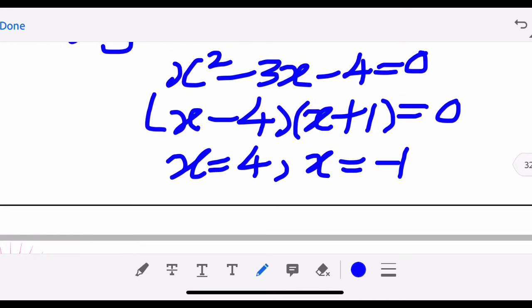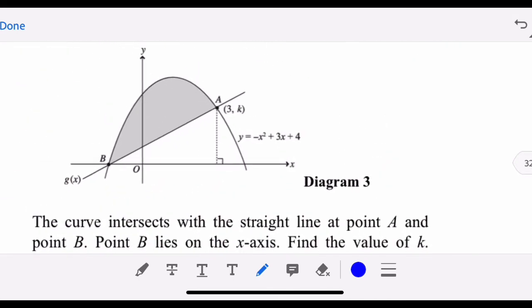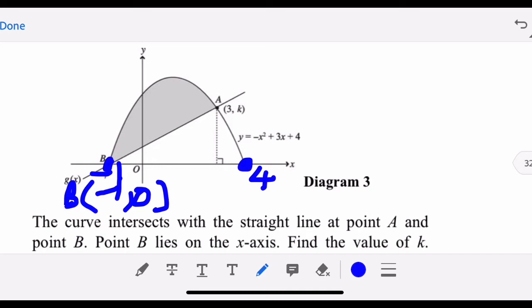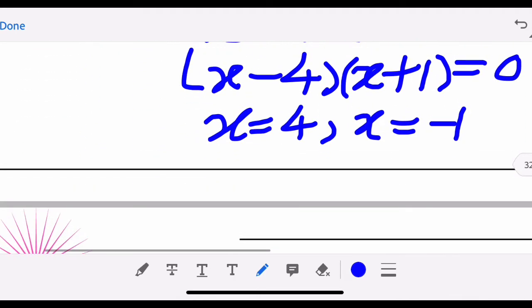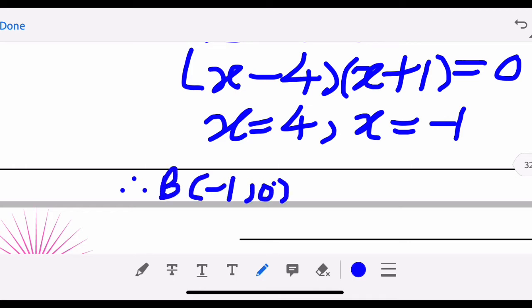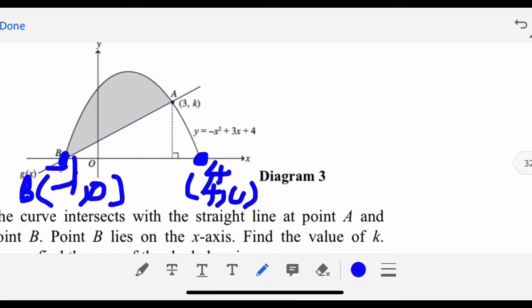But to find point B, you must check that point B is on the negative side. It should be negative 1, 0, because your x-intercepts are negative 1 and 4. If they ask for this point, it will be 4, 0. But the question is asking for point B, so it will be negative 1, 0. Hence you must write down that point B is negative 1, 0. This will give you 1 mark, just like k equal to 4 gives you 1 mark.